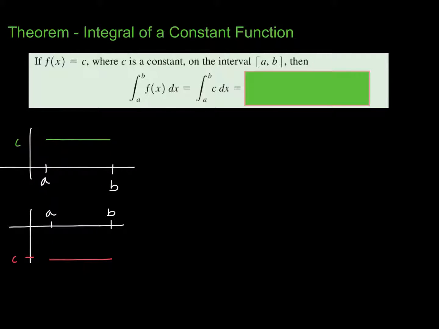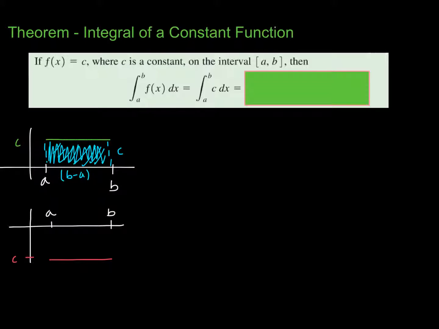I can have a constant function that is a positive value or a constant function that's a negative value. And I bet you can guess how to compute the corresponding values of the definite integral. For a constant function that's positive, I know that the value of the integral is going to be positive, and it's going to be exactly equal to this area that is made up of a rectangle, where the width of the rectangle is b minus a, and the height of the rectangle is c, as I have shown right here.